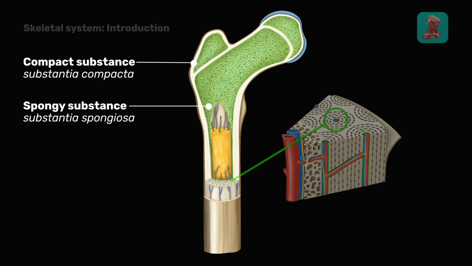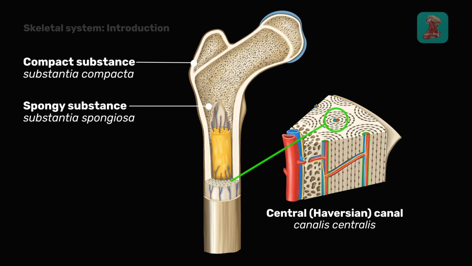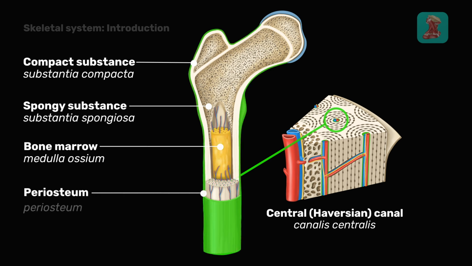The so-called central or haversian canals are packed tightly along the bone. Inside the medullary cavity and in the cells of the spongy bone, the bone marrow lies, which performs hematopoietic and protective functions. The bone is covered with the periosteum, a strong connective tissue plate rich in blood vessels and nerves.